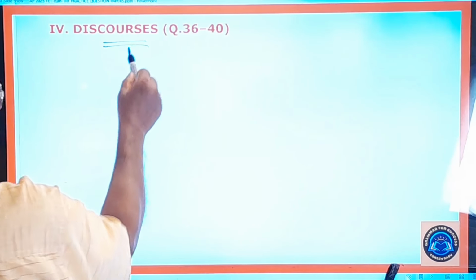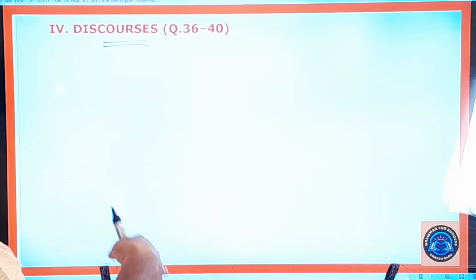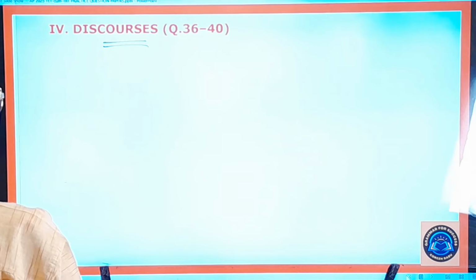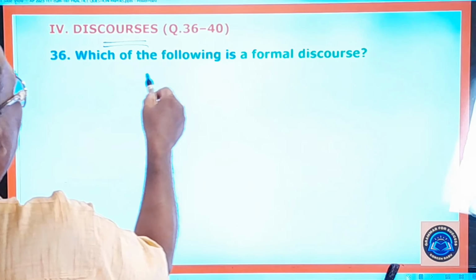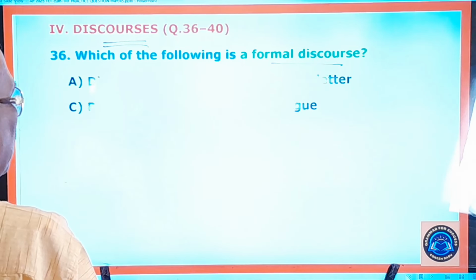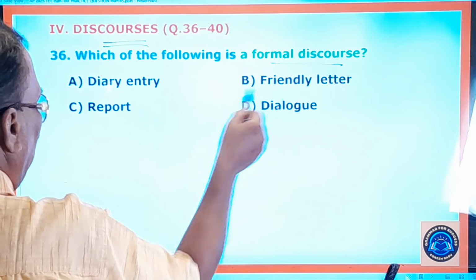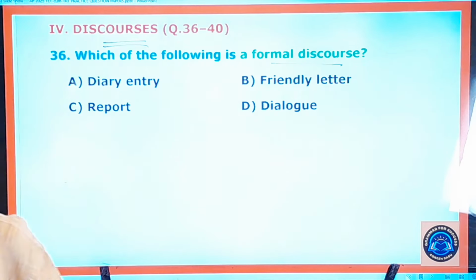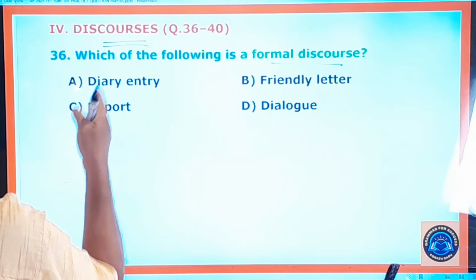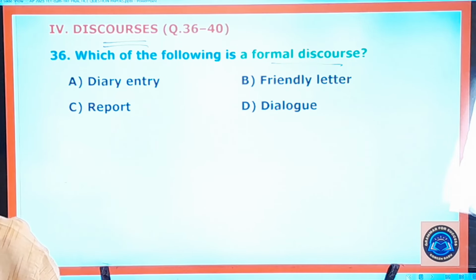Discourses. Discourses means, okay, connected speeches or writings are called discourses, and 5 questions are given on the discourses. Here you pay attention. Which of the following is a formal discourse? Formal discourse. What is that? Diary entry, friendly letter, report, dialogue. What of these 4 is the formal discourse? So now you have to choose the right one, and you go to the next question.